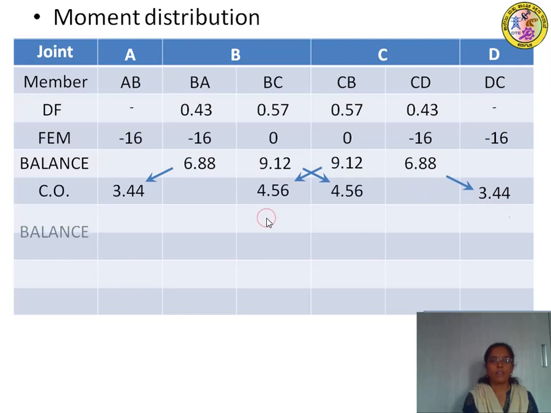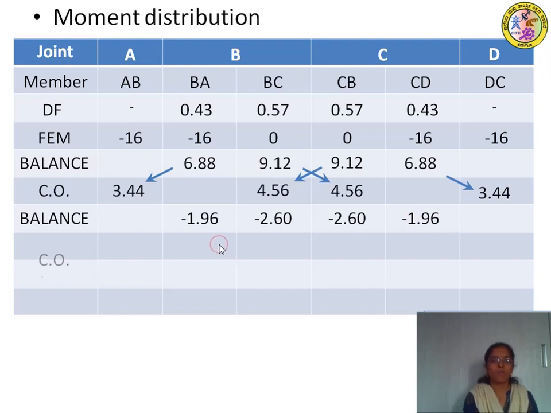Next again balancing, joint B and C are imbalanced by 4.56. Therefore balancing moments will be minus 4.56. So minus 4.56 into 0.43, minus 1.96, minus 4.56 into 0.57, minus 2.6. Similarly for CB minus 2.6, and that for CD minus 1.96.